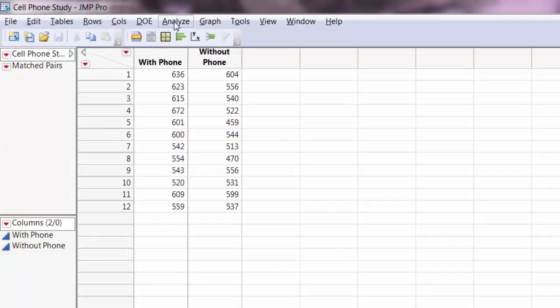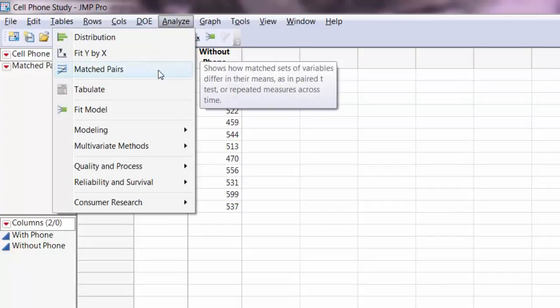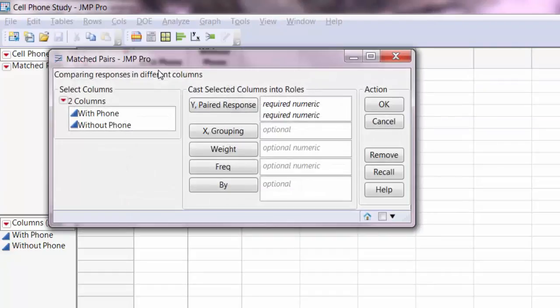Then to analyze the data, you go to Analyze, Matched Pairs. This is the only time we'll be using this menu in JMP. Now, you do actually have control over the order of subtraction. The order of subtraction, though, is kind of reverse intuition. It's the second variable minus the first variable.